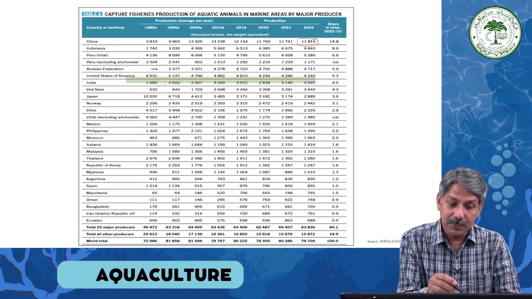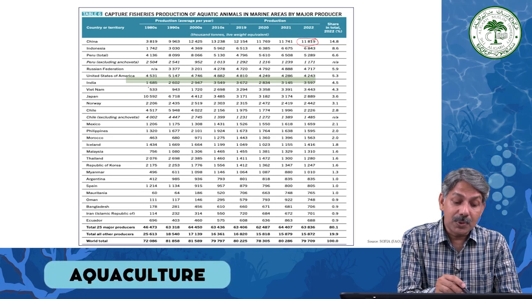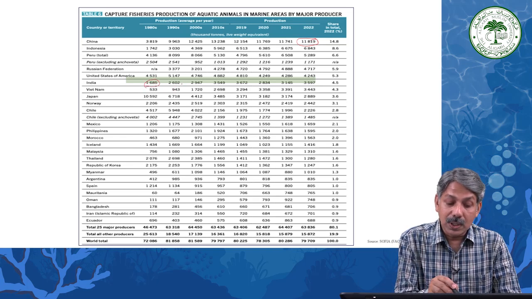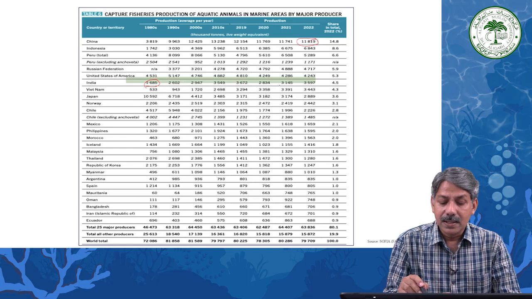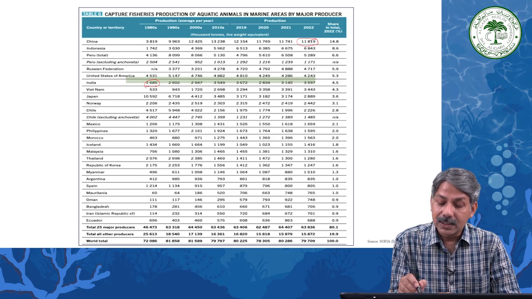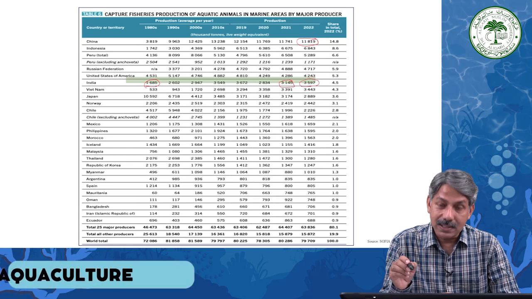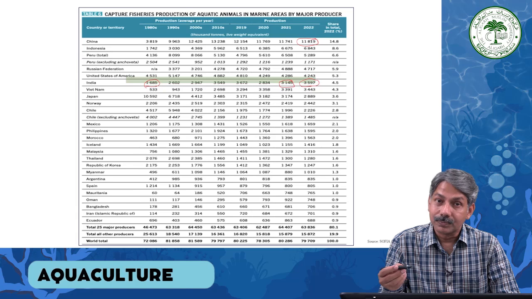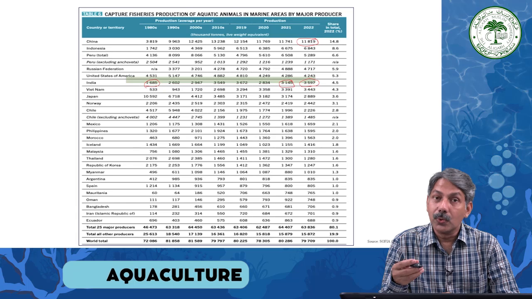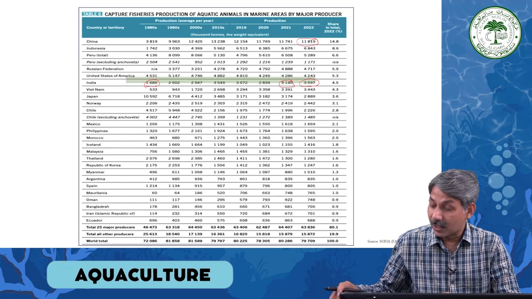India is at the 7th position in capture fisheries production, especially in marine areas. In the 1980s, we were producing 1,685,000 tons. That increased to 2,602. In the year 2021, it increased to 3,145, and in 2022 it has increased to 3,597. But we still have many resources, and if we follow sustainable strategies, we can produce more through capture production in marine areas also.